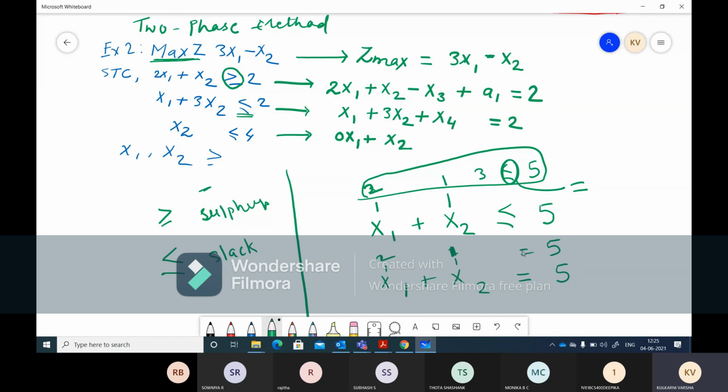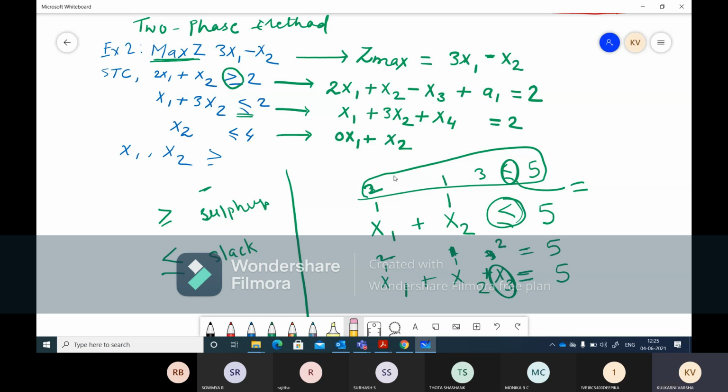So it is 3 and the right-hand side is 5, so it is not matching. 3 is not equal to 5. So we add the slack variable, whose value will become 2, because 2 plus 1 is 3, and 3 plus 2 is 5. So 5 equals 5. That's why we add this slack variable, to convert this inequality to an equality. Okay, is it clear?